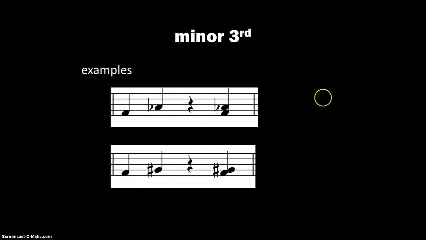Looking on the staff, again, we would have F to A flat, not F to G sharp. So the top one is what we're going to be looking at. Let's lower this an octave again and hear the sound of it. Delightful. Major thirds are another half step wider than a minor third.